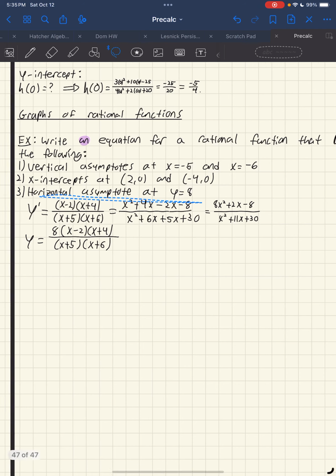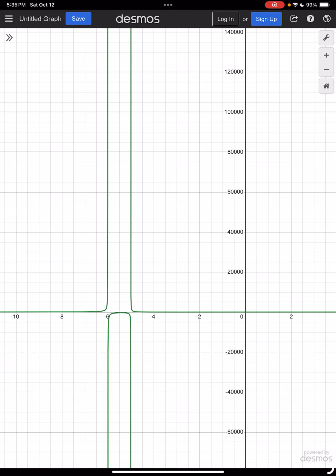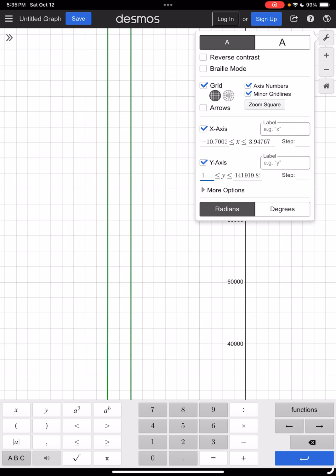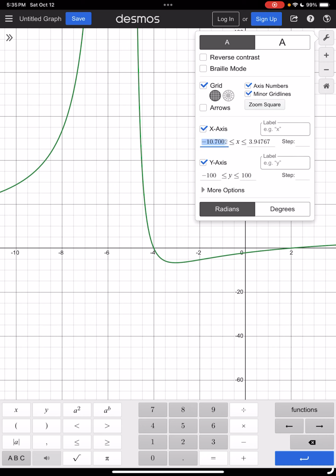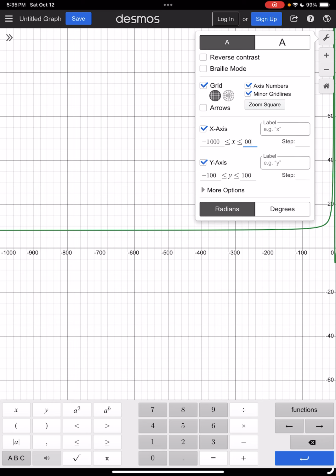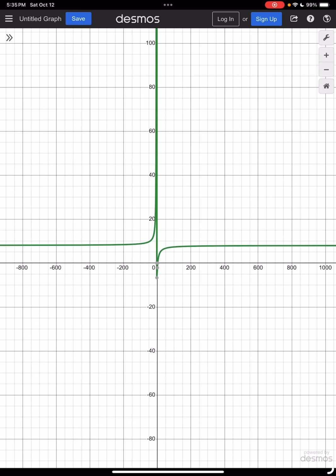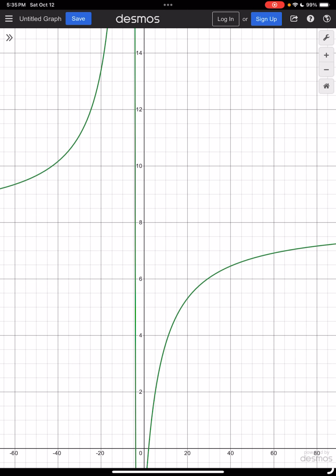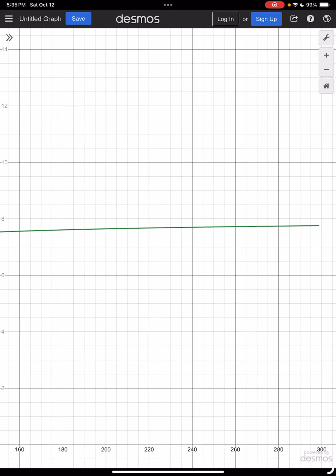Let's look at the horizontal asymptote at y equals 8. For this one, I want the opposite on Desmos. I will want the y-axis relatively small. Let's do -100 to 100. And then, we want horizontal asymptotes, so we want gigantic x. Let's do -1,000. Let's see if 1,000 works. And then +1,000. Perfect, because you can see the line y equals 8. The function will not touch.